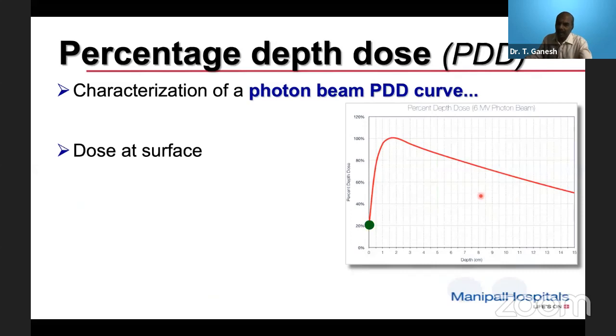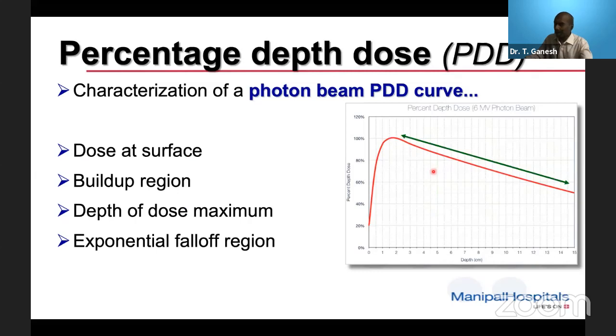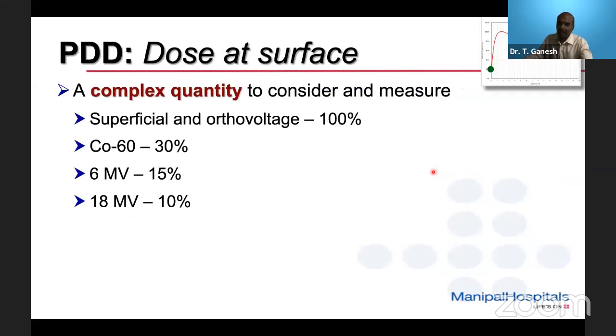Actually, we see the dose at surface, and then we see a buildup region, and then we see the depth of dose maximum, and after that we see an exponential fall off region. Let's see one by one. First, the dose at the surface.